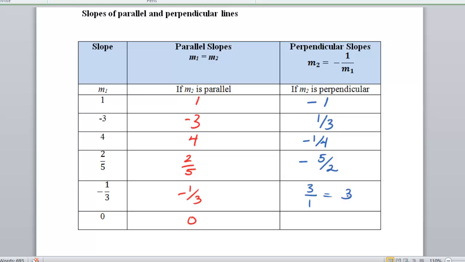Now this is the tricky one, because the reciprocal of 0 is not 0/1. If we recall, if it's a slope of 0, we're dealing with a horizontal line. So now, if we're taking the perpendicular to a horizontal line, we're dealing with a vertical line, and we know that the slope of a vertical line is undefined. And so it's a tricky little one, and it's a very important one for you to know. Okay, and that's a quick lesson on perpendicular and parallel line slopes.